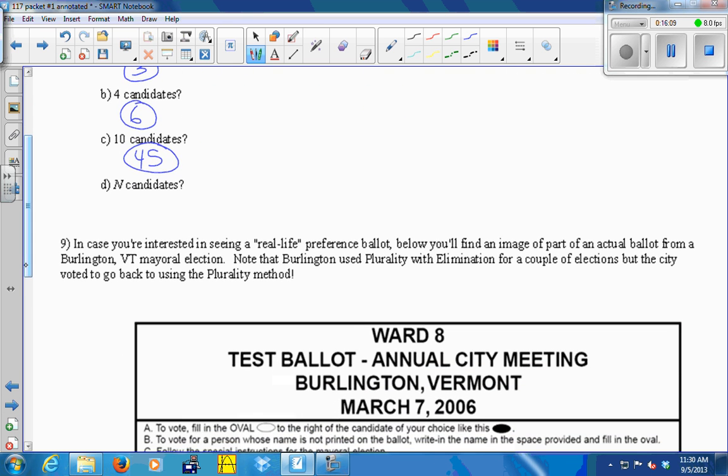So there's actually a formula for n candidates. If you have n candidates, the number of matchups is n times n minus 1 over 2. That's not something I'm really going to hold you responsible for, but you can see that it gets big really fast because you're almost squaring the number of candidates, right? n times n minus 1.